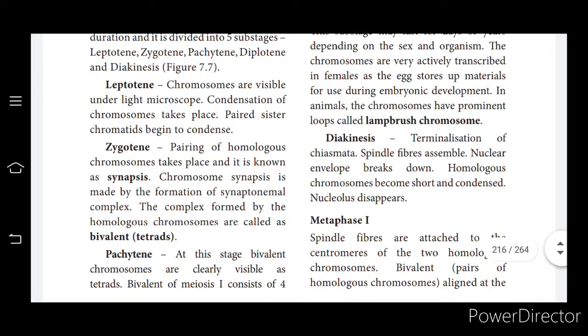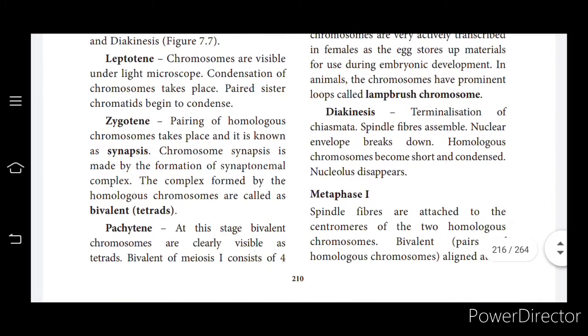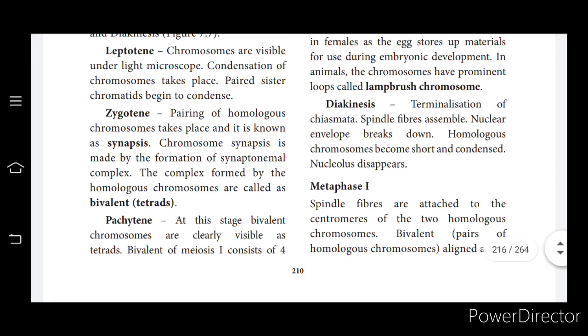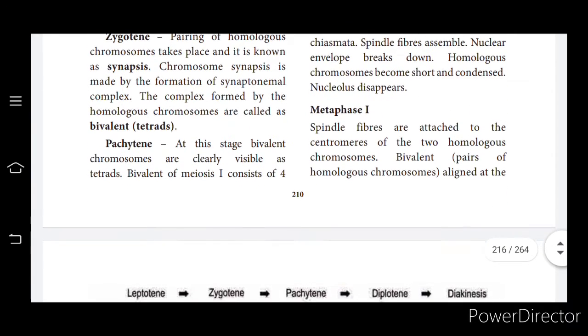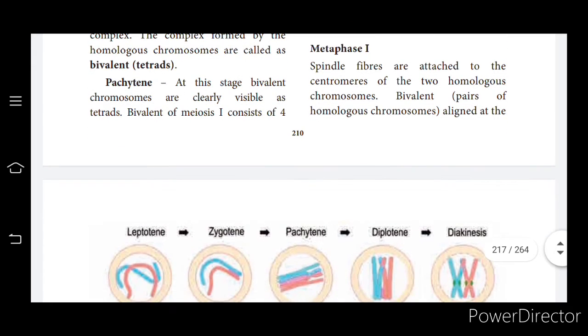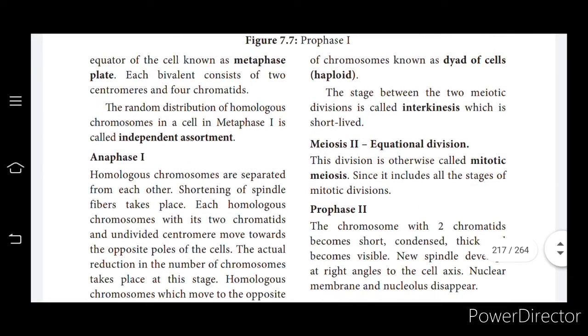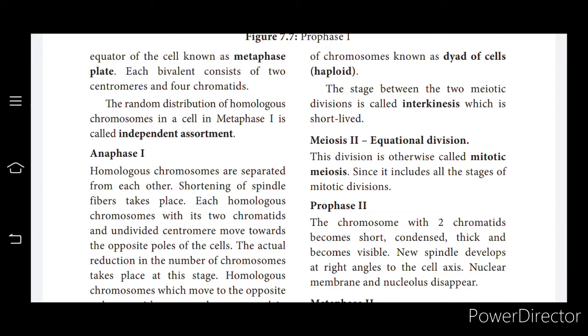The chromosomes are very actively transcribed in female eggs. Why is it getting transcribed? For protein synthesis. Protein synthesis occurs at a faster rate in the case of egg cells. Diakinesis: terminalization of the chiasmata, spindle fibers assemble, and the nuclear envelope breaks down. Homologous chromosomes become short and condensed and the nucleolus disappears. Metaphase: the spindle fibers are attached to the centromeres of the two homologous chromosomes, that is the bivalent, aligned at the equator. This is known as the metaphase plate.